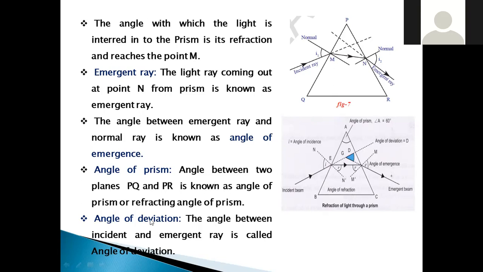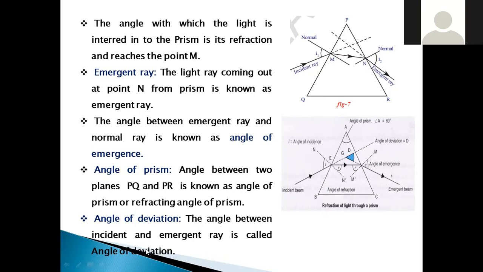And next is about angle of deviation. What is meant by angle of deviation? If we extrapolate the incident ray and the emergent ray, they intersect each other, and the angle generated between the incident and emergent ray is said to be the angle of deviation.